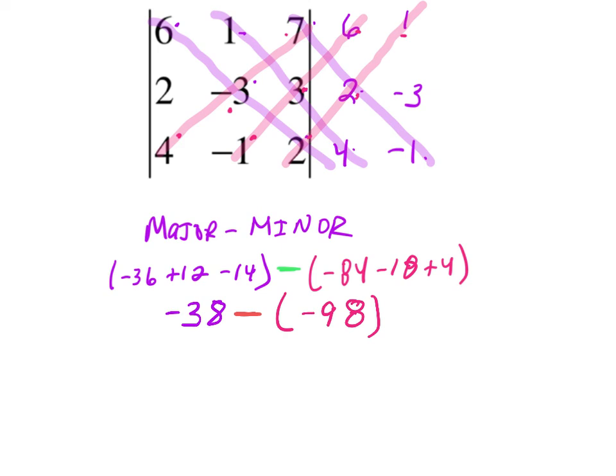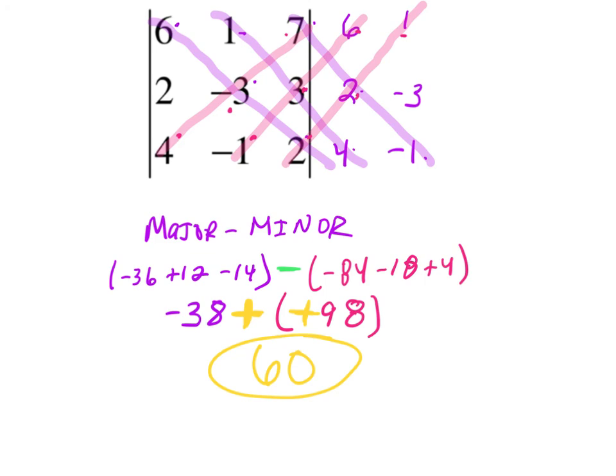Now, where's an easy place to make a mistake right here? Yep, two negatives make a positive. You guys might miss that, so just pay attention. Two negatives make a positive, so this becomes plus, and this becomes plus. What is -38 plus 98? Yep, and there's your determinant. That's it.